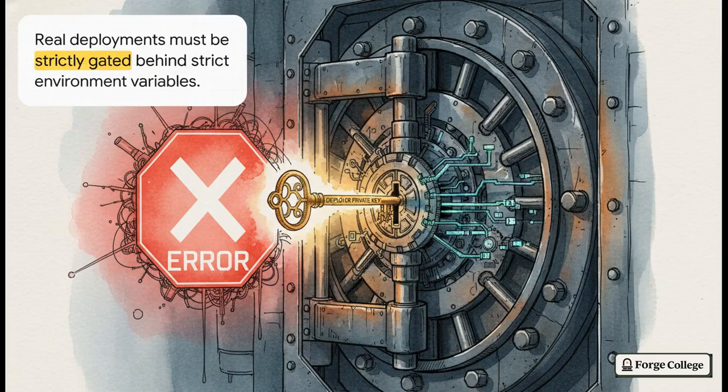But when it is time to take the training wheels off for real deployments, those must be strictly gated. For the actual deployment path, you have to act as a stage gate. You want to require strict environment variables, like a deployer private key. That way, if someone accidentally executes the script locally, it simply fails and throws an error, instead of accidentally pushing live code to the mainnet.